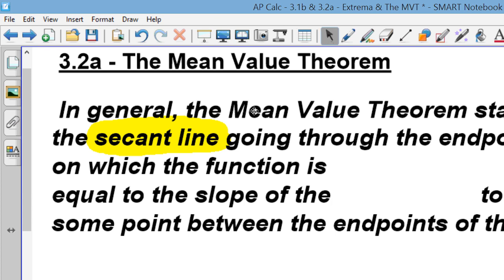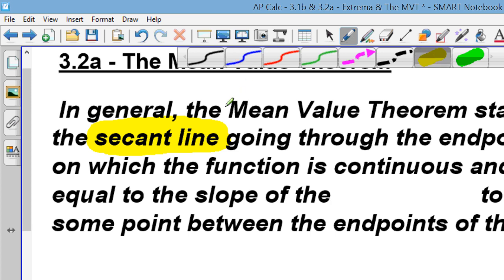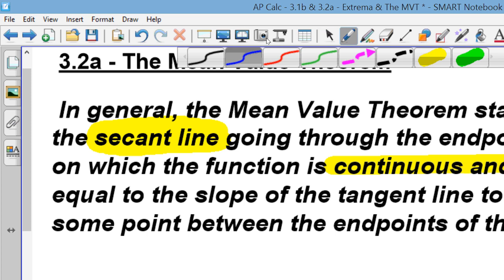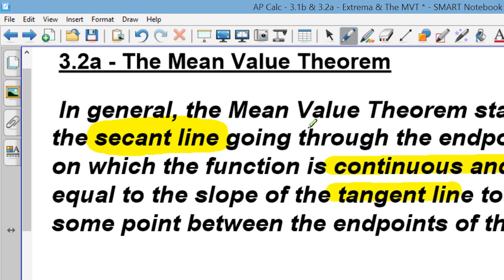continuous and differentiable. You need to have it being continuous and differentiable for this theorem to apply. Then that is going to be equal to the slope of the, boom, tangent line, to the function at some point between the endpoints of the interval. Okay, pretty simple. Find the slope between the two endpoints. If the function's continuous and differentiable, then there's some place where you can draw a tangent line totally parallel at the exact same slope. They will match up nice.